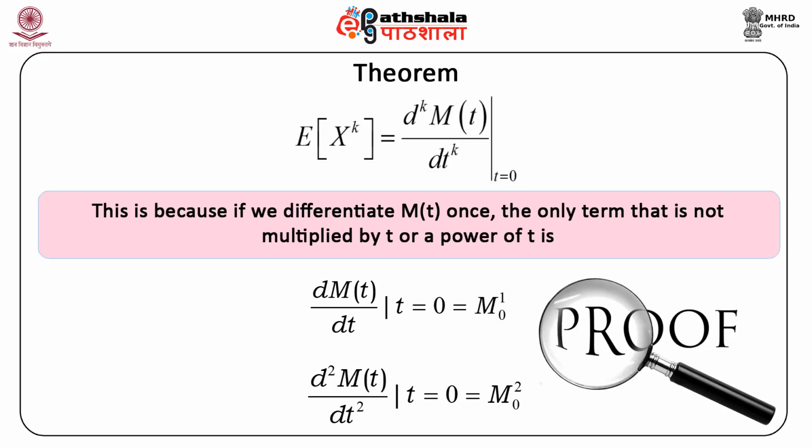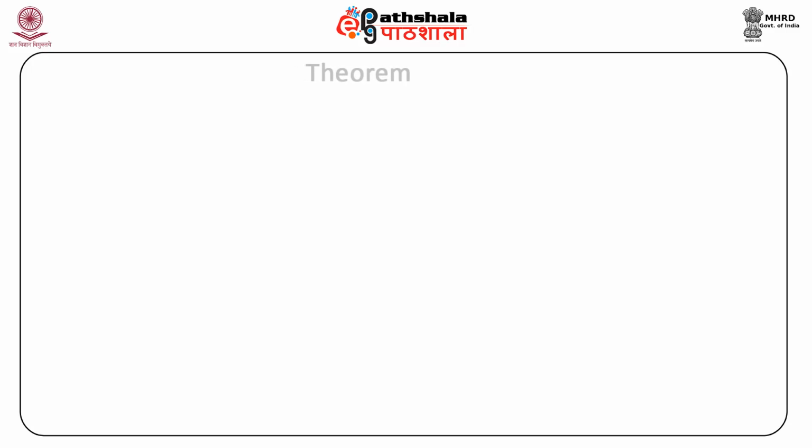Similarly, d²M(t)/dt² at t = 0 is equal to m_2. Generalizing, it is easy to show that to get the kth moment of a random variable x about the origin, we need to differentiate only its MGF k times with respect to t and then set t to 0. Thus, moment generating functions can sometimes make finding the mean and variance of a random variable simpler.